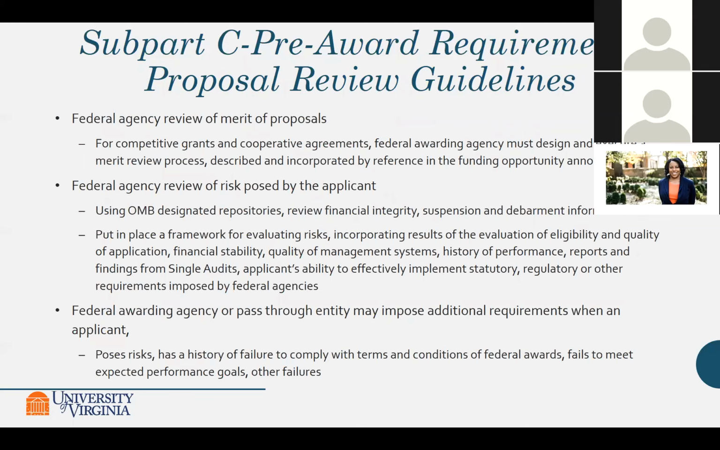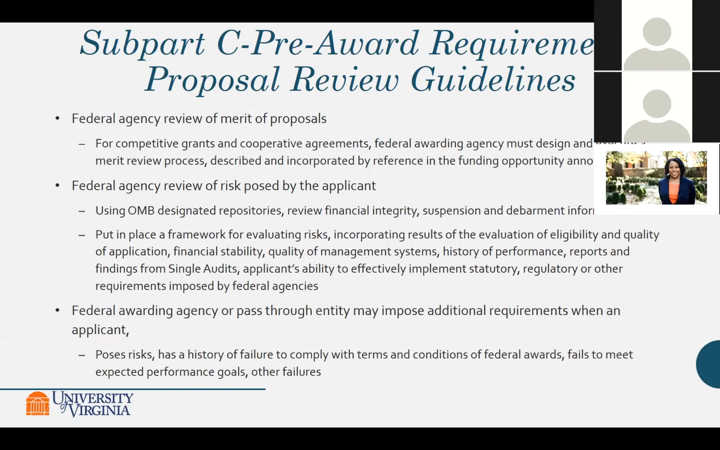And proposal review guidelines, Subpart C, is telling the federal agencies certain criteria that they have to evaluate when they're looking at proposal review, and it governs their merit review process. The federal agencies need to be cognizant of risk posed by the applicants. There's an OMB repository. Suspension and debarment requirements are called out. And the federal awarding agency or the pass-through may impose additional requirements when an applicant poses significant risk.